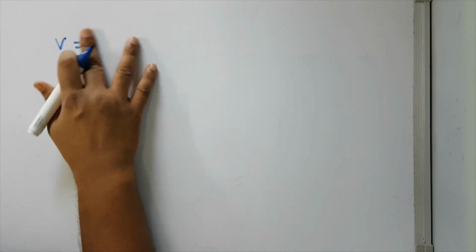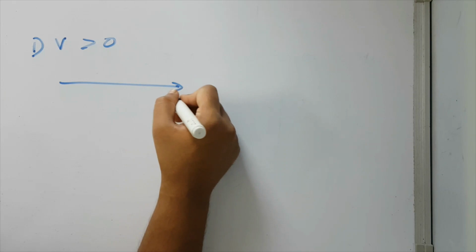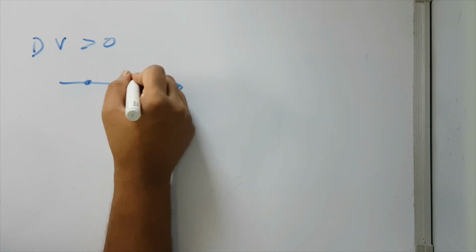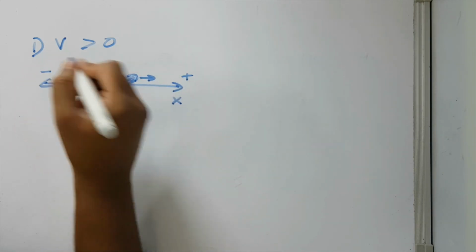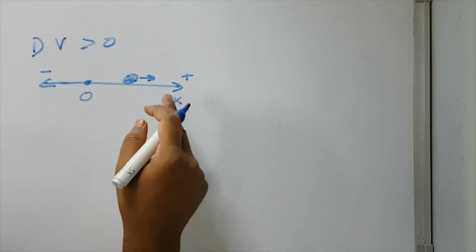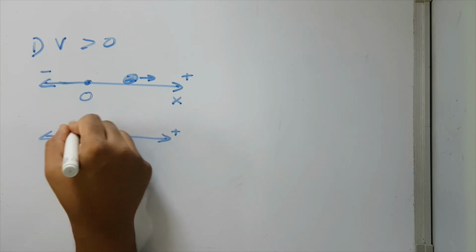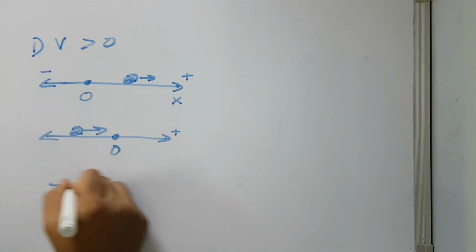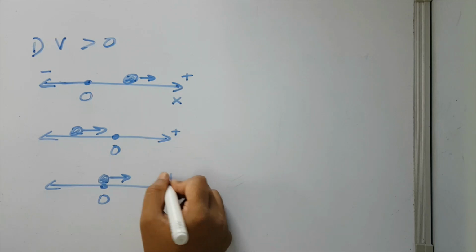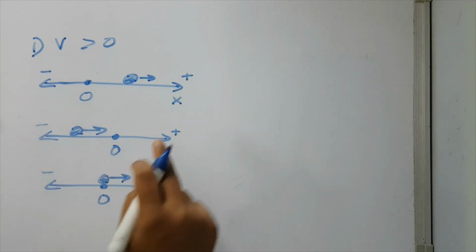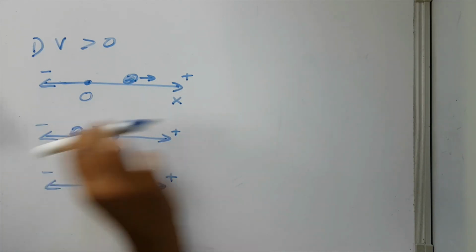If instantaneous velocity v is positive, it basically means the particle is moving towards the positive direction. That's it, nothing else. It doesn't matter where the particle is. The particle could be on the positive side, it could be on the negative side, or it could be on the origin. It won't matter. This is instantaneous velocity. So when I say that the instantaneous velocity is positive, it doesn't matter where the particle is, but it has to move towards the positive direction.